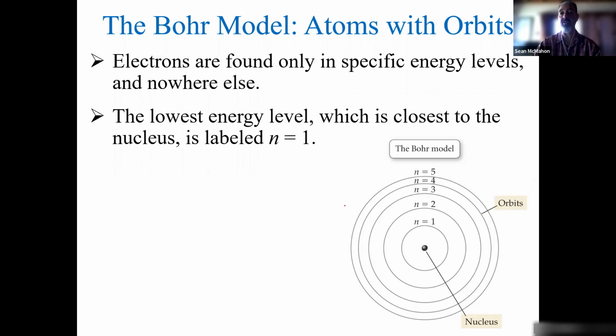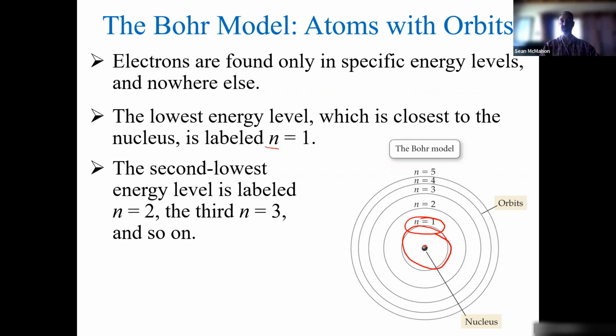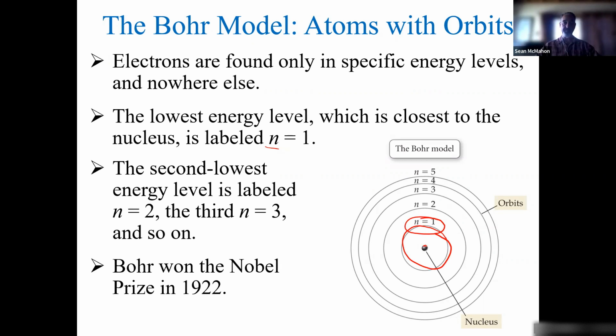The lowest energy level is the one that's closest to the nucleus, and we use the letter n to show energy level. It's referred to as a principal quantum number, but it's representing the period in the periodic table. So energy level 1 is the closest orbit to the nucleus. And then energy level 2 would be the next level, energy level 3 would be the third, and so on and so on. Bohr actually won the Nobel Prize for this in 1922, for his quantized energy levels and his newly developed model of the nuclear atom, the Bohr model.